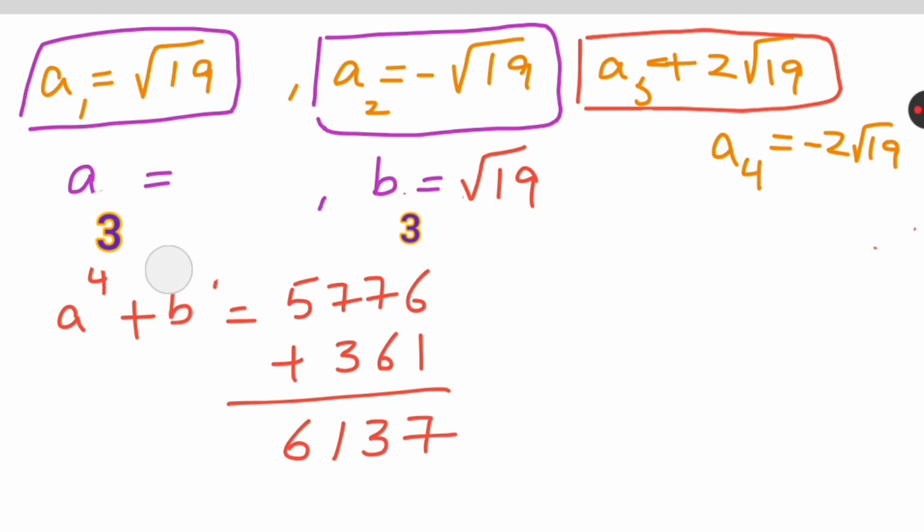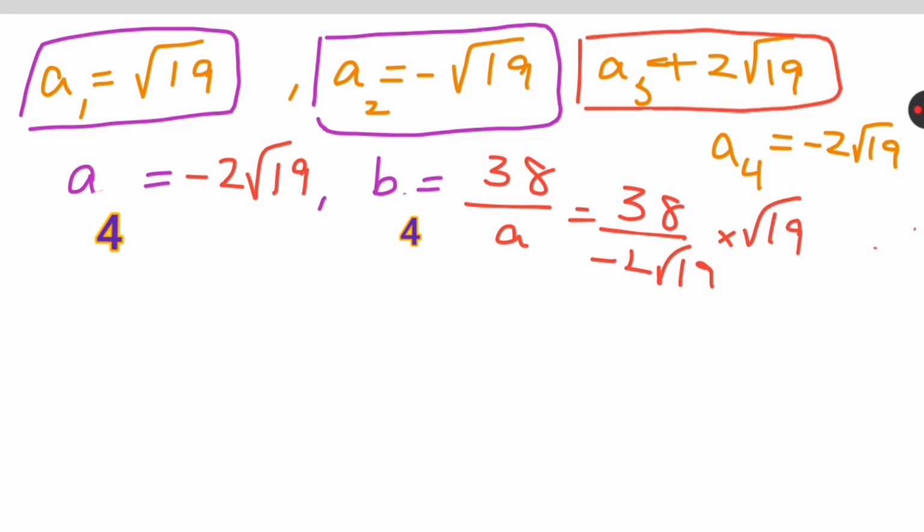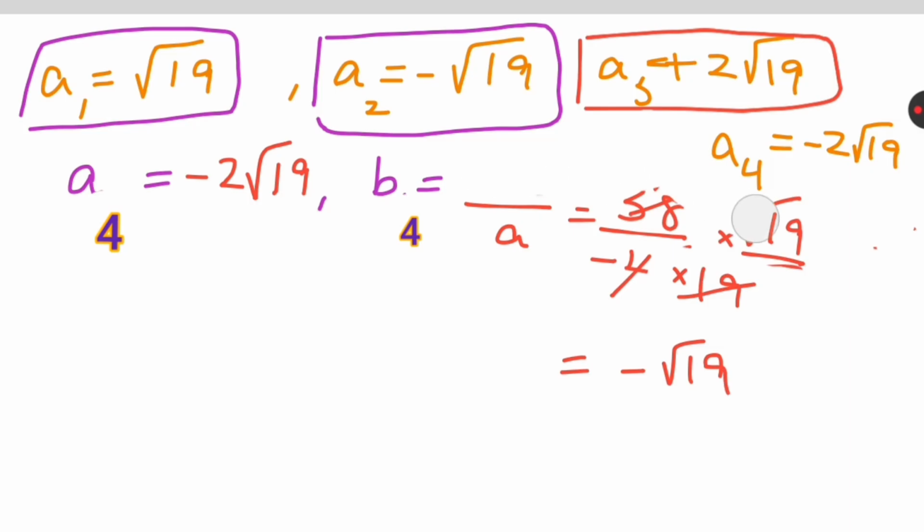So let's go and find out for the fourth root. Minus 2 root 19. So the b value you need to find out. So 38 over minus 2 root 19. If you do multiply and divided by root 19, denominator root 19 times root 19, which gives only 19. So after get cancelled, so we are getting only 2. These two cancel, we are going to get minus root 19. So this is the b value.